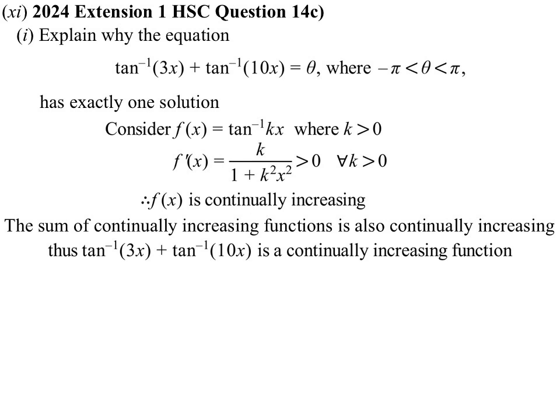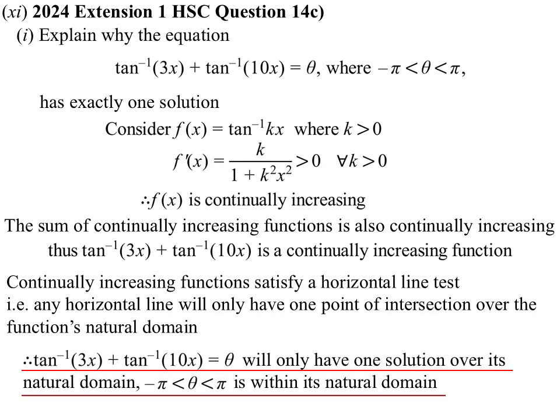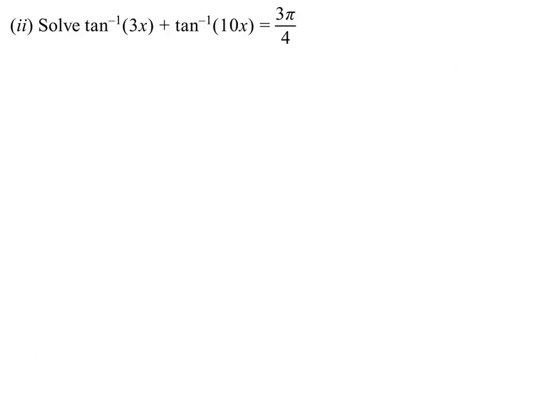And if we add two continually increasing functions together, then that sum's got to be continually increasing as well. In other words, this is a continually increasing function, and it would satisfy the horizontal line test. So we would only have one point of intersection over the natural domain. That will only have one solution. Well, the natural domain, remember we said, was all real x. So if we're just restricting between minus pi and pi, well, it's certainly only going to have one in that section as well. Now go and solve this equation.